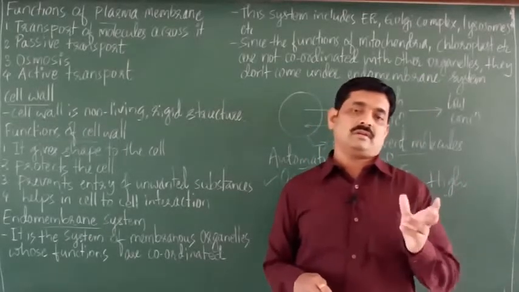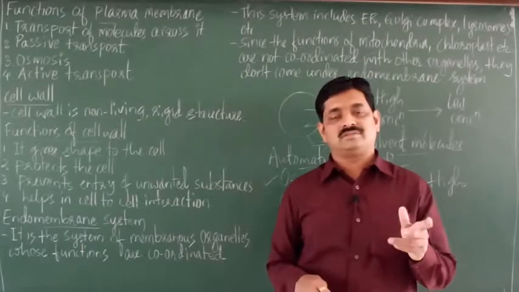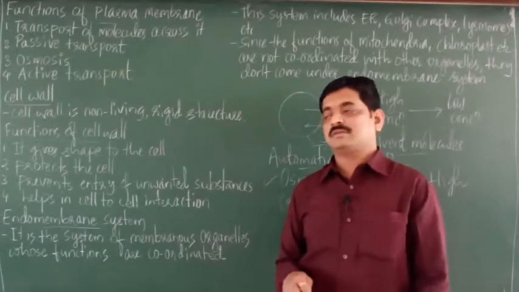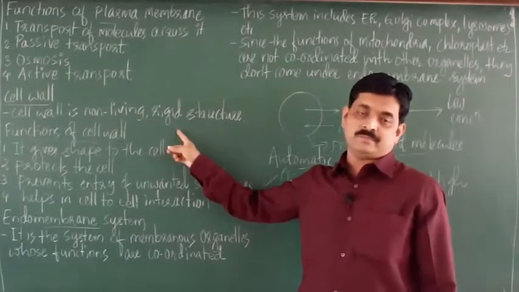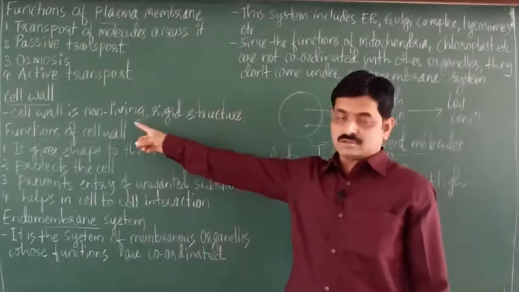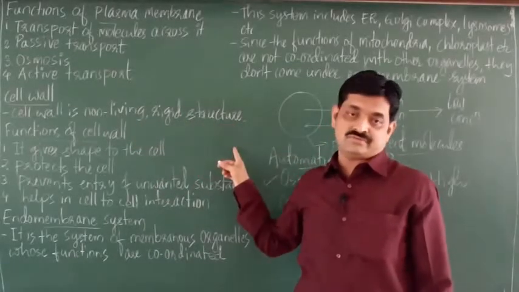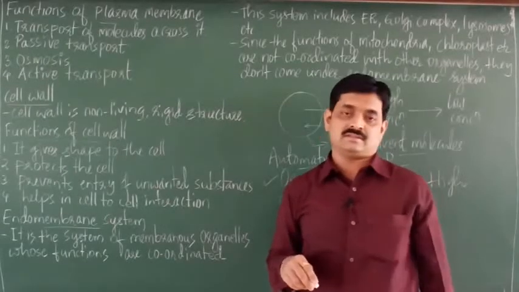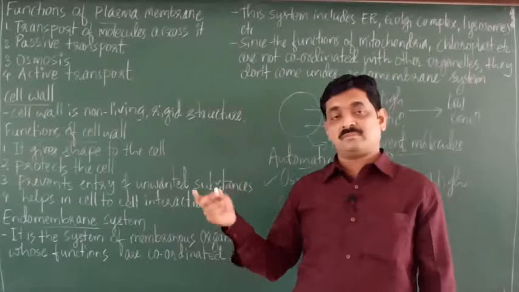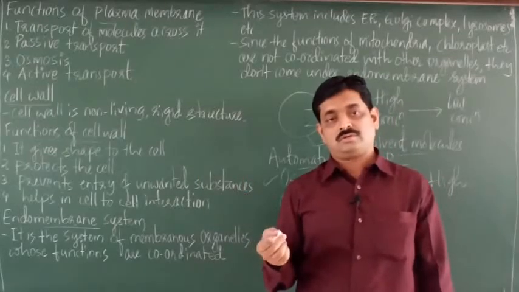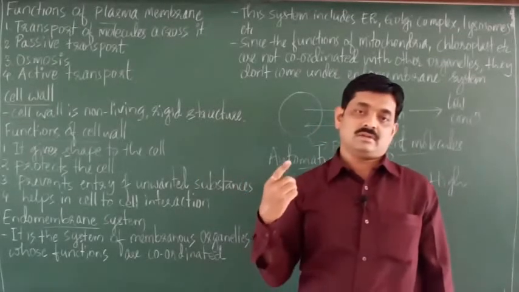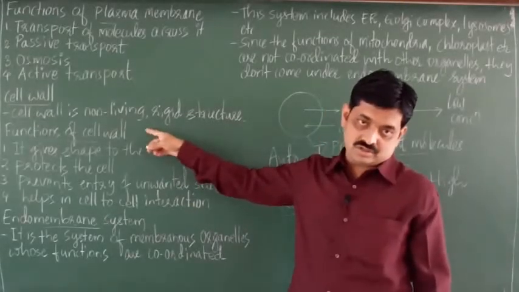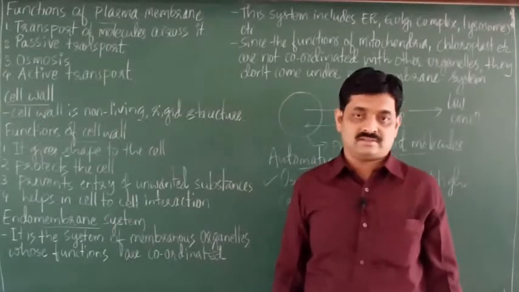Rigid means it is not flexible, right? Something which is hard. It is called rigid. So it is a non-living rigid structure found in plant cells. So you may expect a 1-mark question, what is cell wall? So you have to write, cell wall is a non-living rigid structure in plant cells.